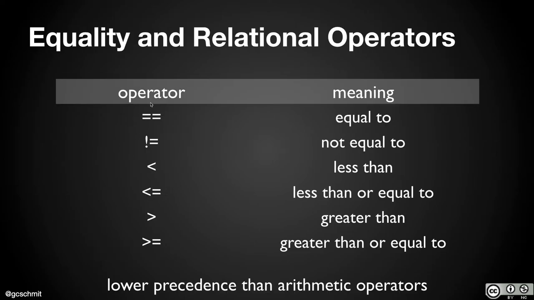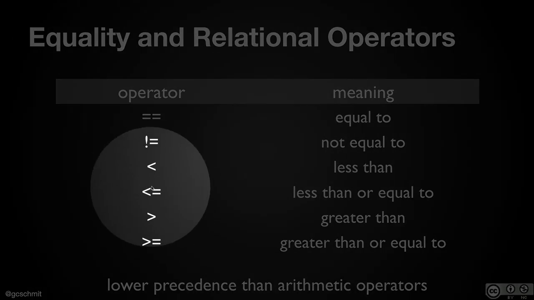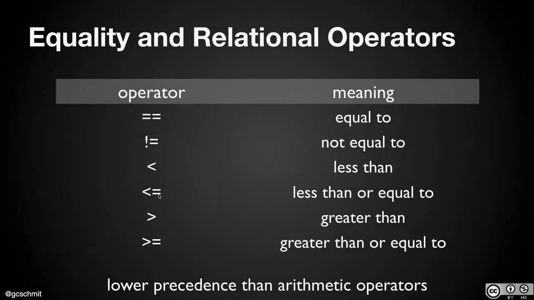Here are all the operators on the screen. The double equal sign is the equality operator. If we want to check if something is not equal to something else, the not equal to operator is the exclamation point and the equal sign. Less than is familiar from mathematics. Greater than is familiar from mathematics. Less than or equal to is not a single character, it's two characters. So it's the less than followed by the equal to. Order matters, so keep that in mind.